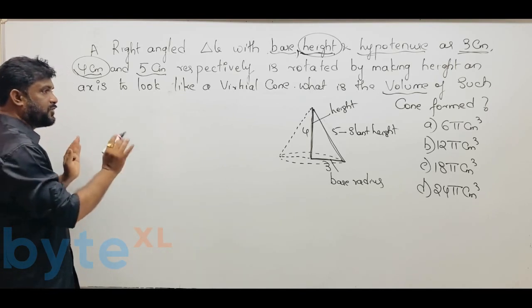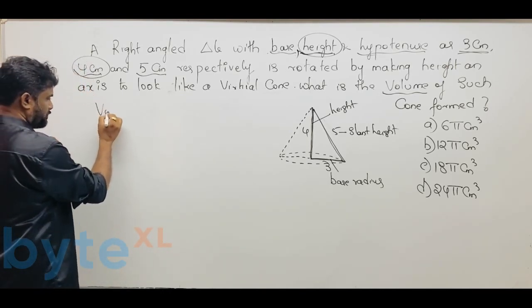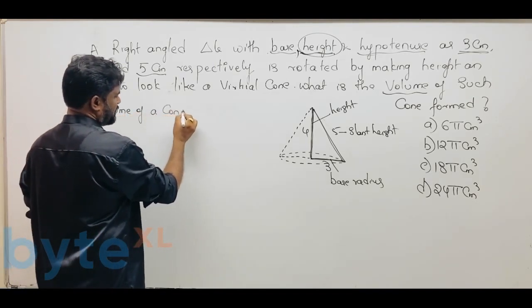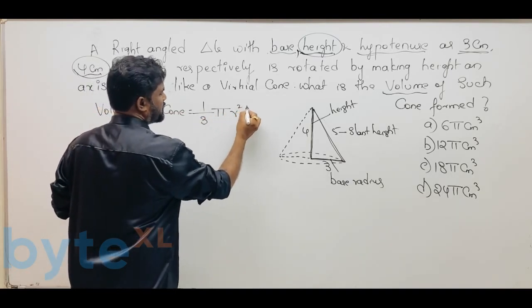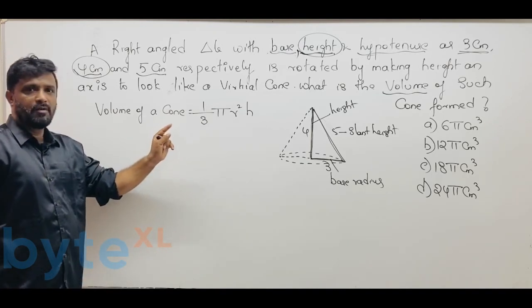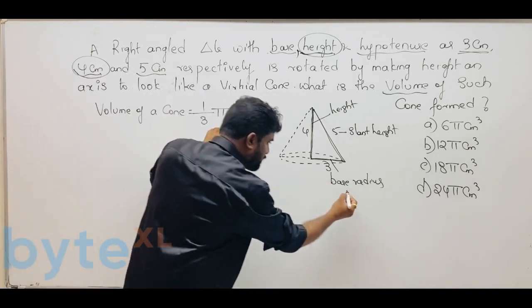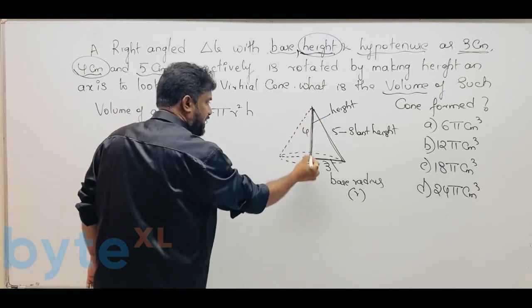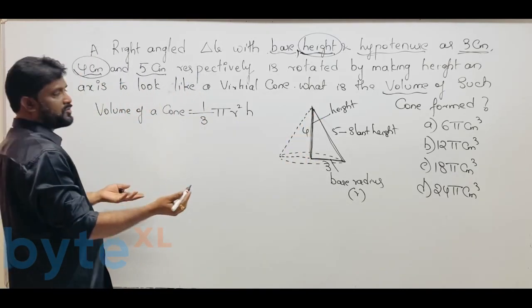Now the first thing we need to know to solve this question is, what is the formula for volume of a cone? The volume of a cone is given by 1 by 3 pi r square h. So what is r here? R is nothing but the base radius, 3 centimeters. The h is nothing but this height. In the triangle it was a height, now also it is a height. So now the substitution will be very easy for you.